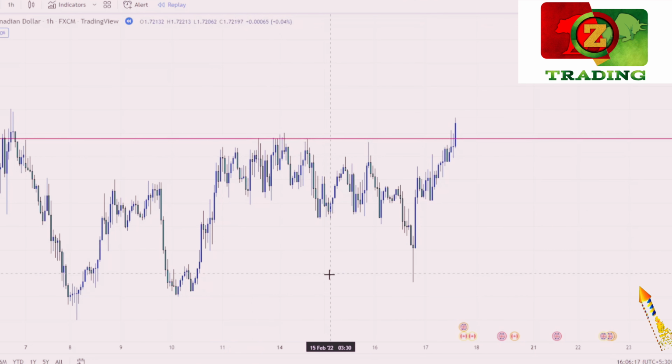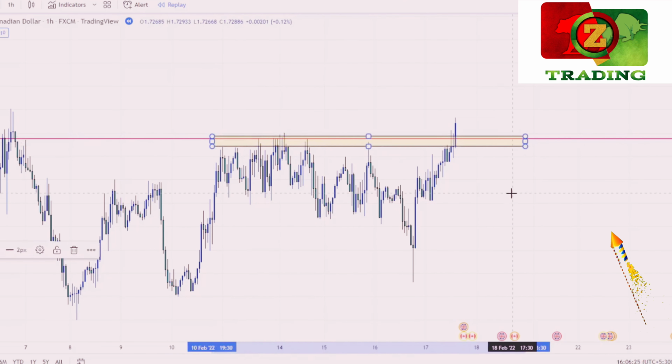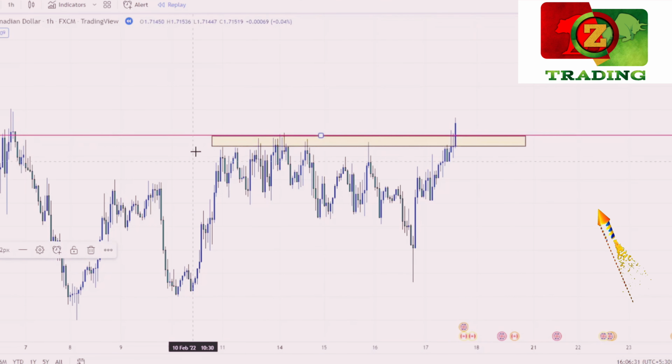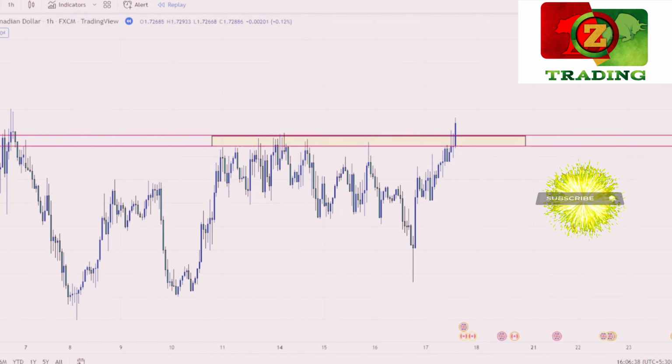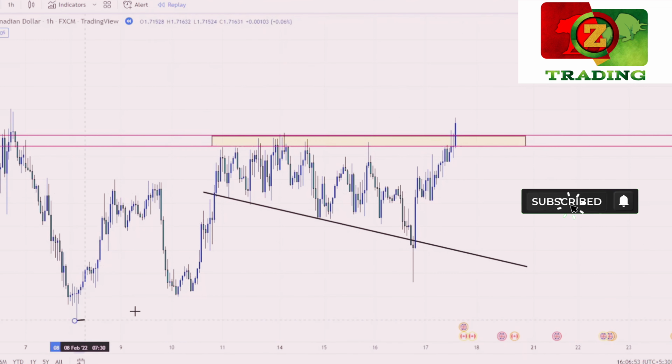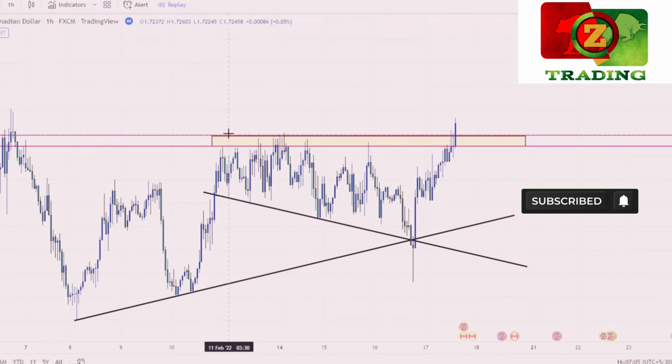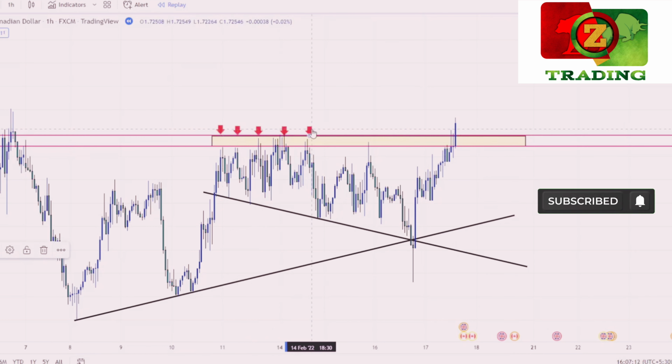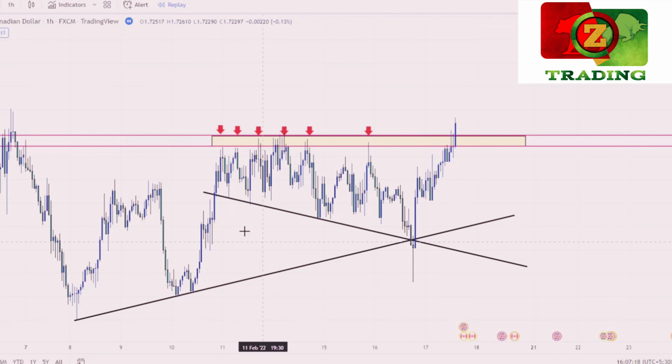We mark a horizontal line. The horizontal line is marked because it is our resistance area. We will draw a support area. We will draw a trend line to understand the market movement. Market is following the trend line and support area.